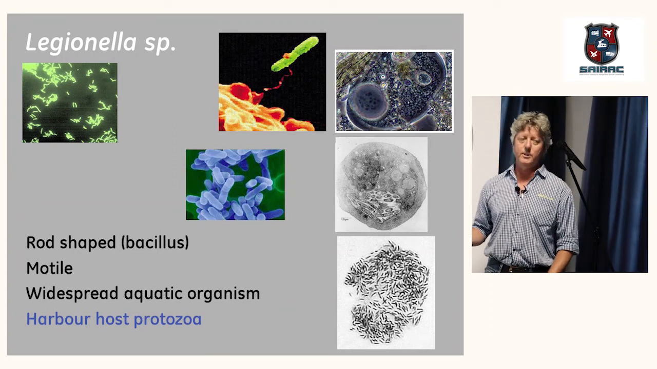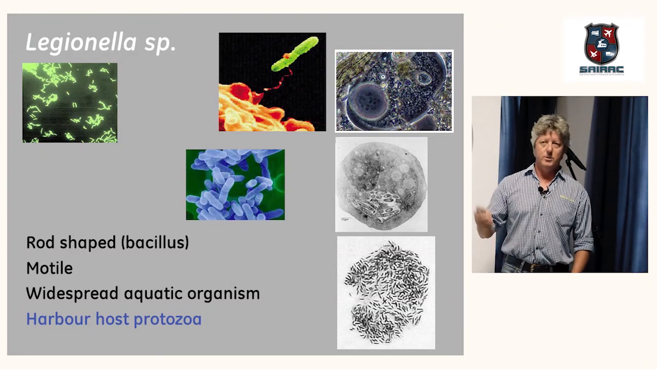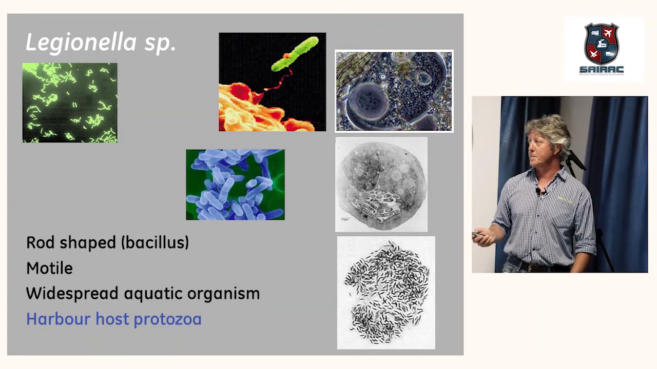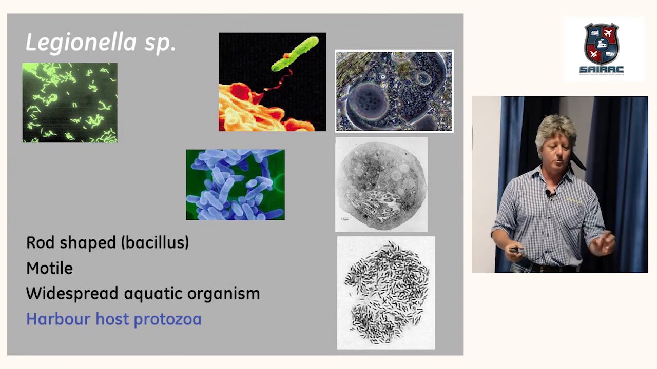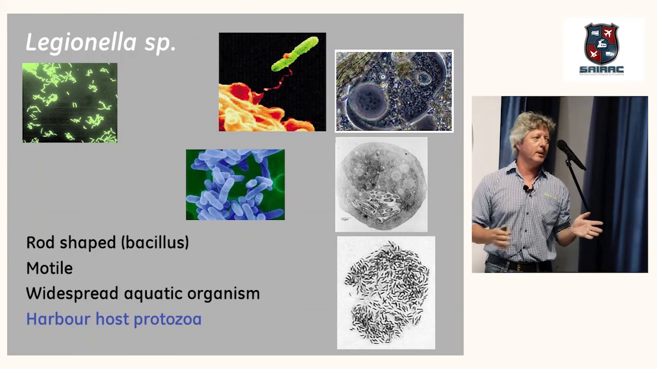And it's a very widespread aquatic organism. You get it in surface water. You can basically get it anywhere. And normally protozoa can be the harbor host. In other words, if you have a small little worm creeping around in there, 10 to 1, there will be some Legionella bacteria in that.